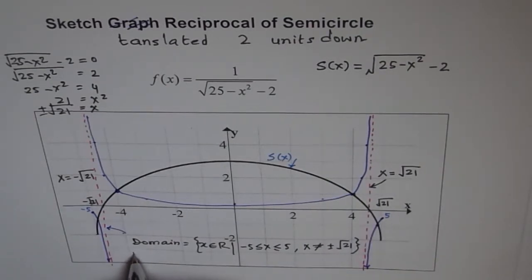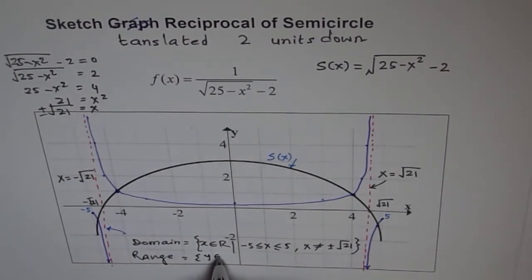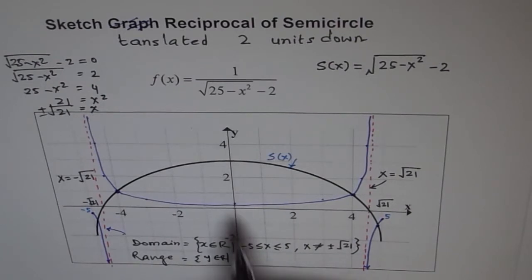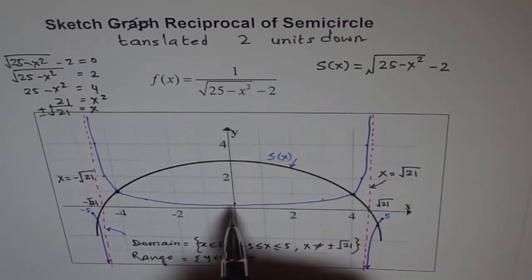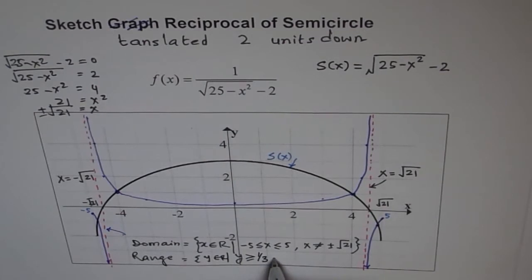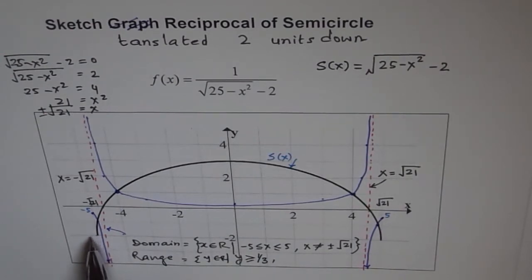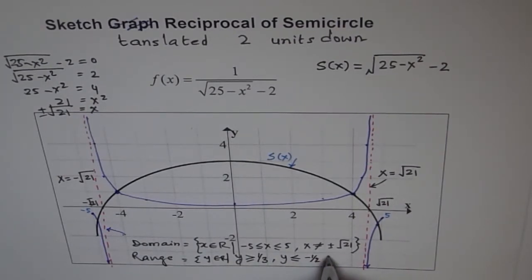And how about the range? So the range is y belongs to real numbers. Here you see y is greater than or equal to this point, which is 1 over 3, correct? And here you see that y is less than minus half, because this was minus 2, right? So the reciprocal of minus 2 was minus half. So we say y is less than or equal to minus half. So that becomes our range, right?